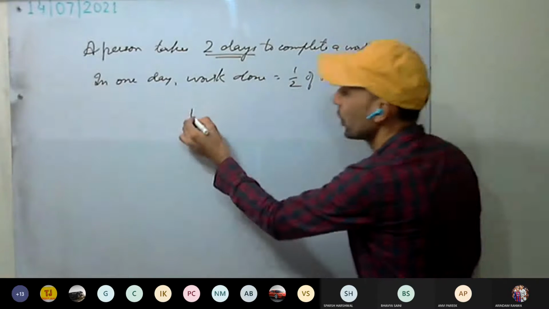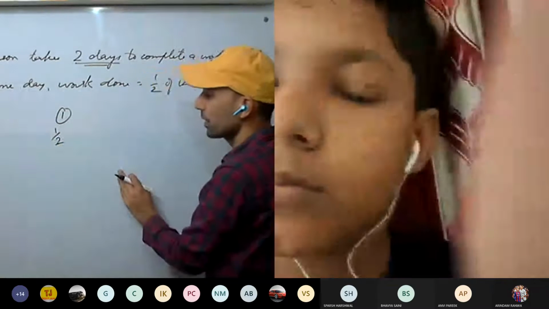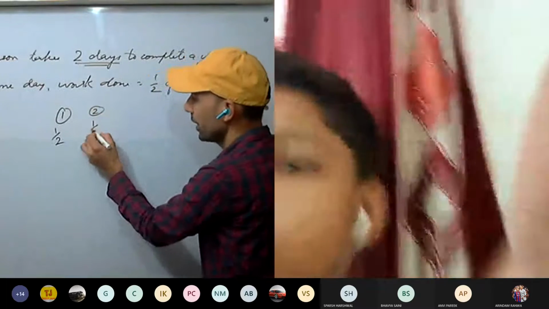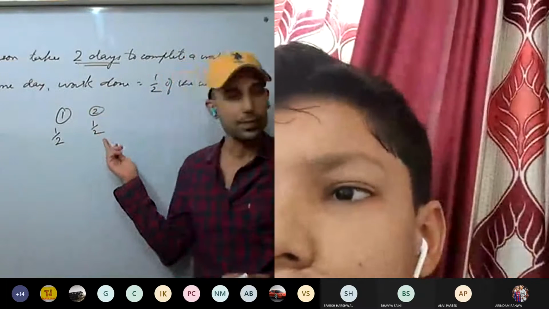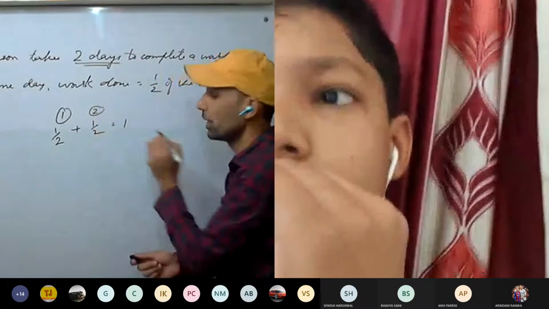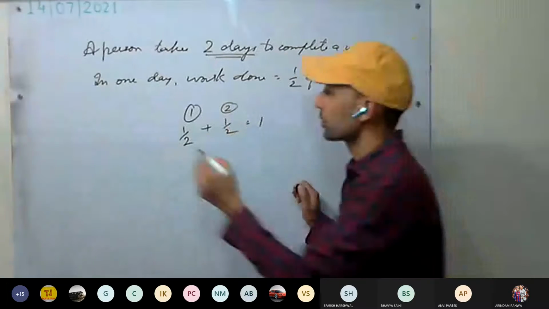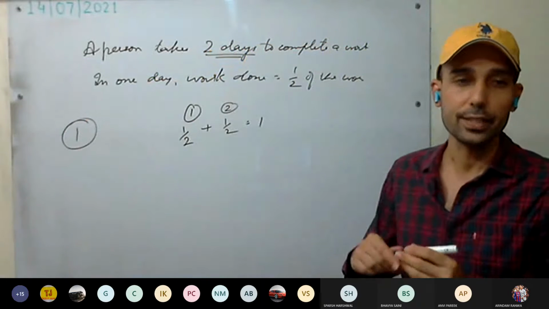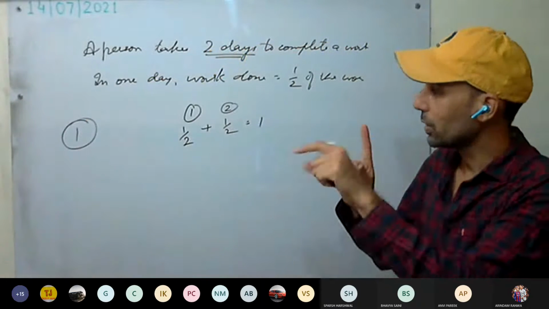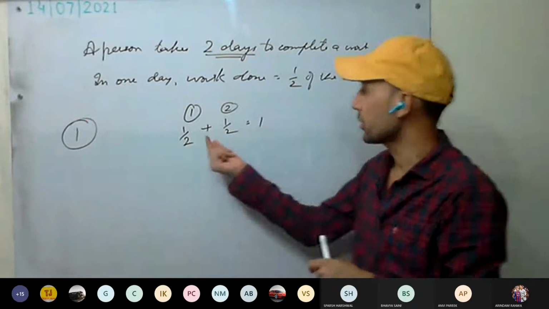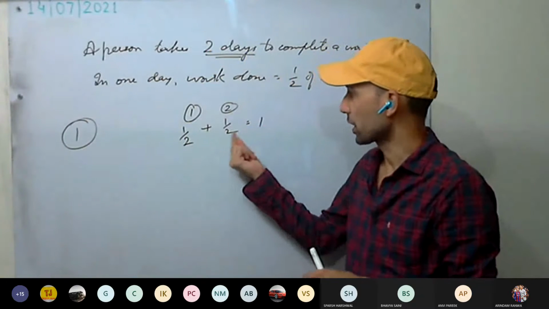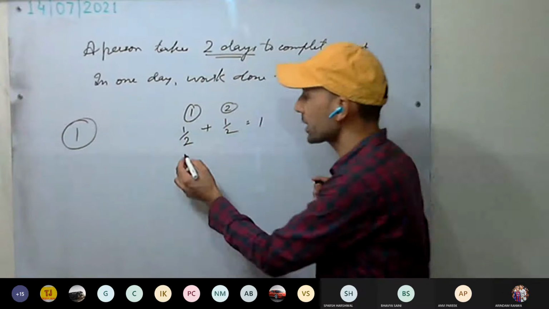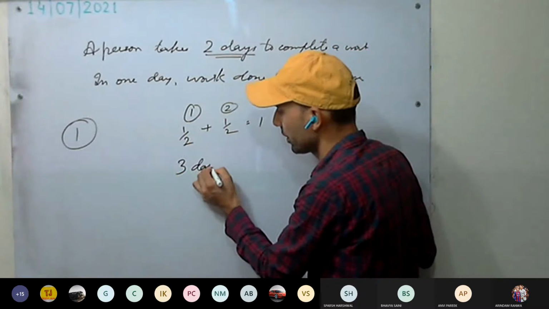So see here, first day the person does half work. Second day as well does half work. So complete work equal to 1. So see here what we are considering. The whole work we consider as 1. Now how much part of this work does the person do each day? Half of the work. Total 1.